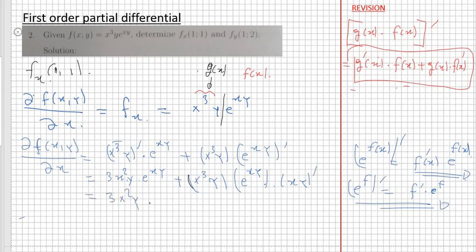So you'll actually have, copy the first term, and then we have plus x cube y multiplied by e to the power of xy multiplied by the derivative of xy with respect to x. In other words, we just need to focus on x. When you derive x, you get 1. So 1 multiplied by y gives y. So just have y there.